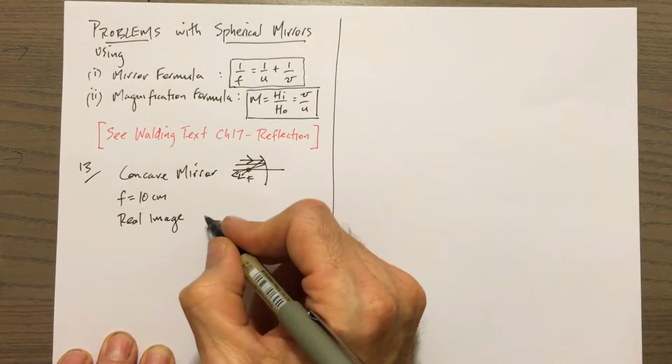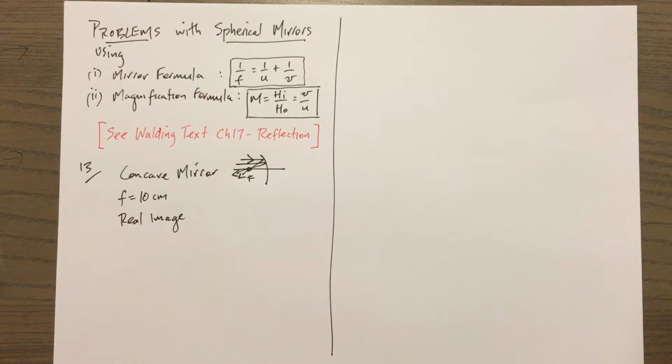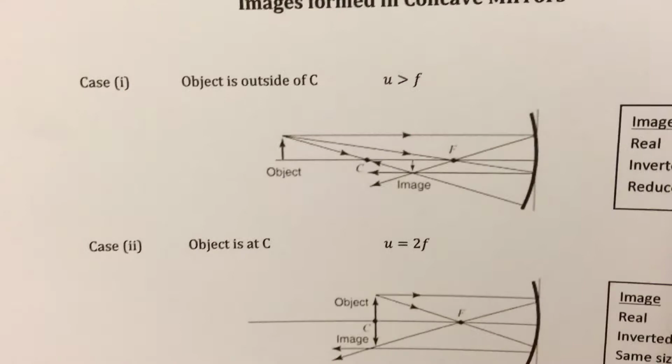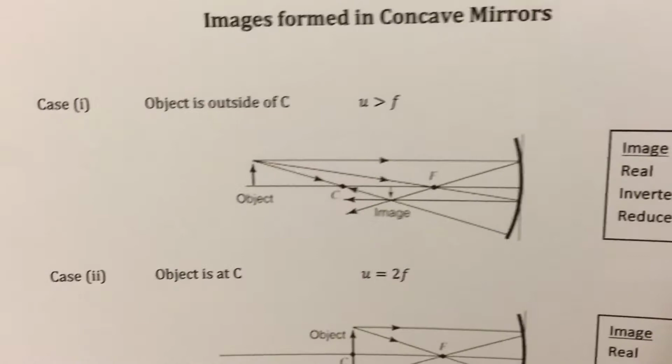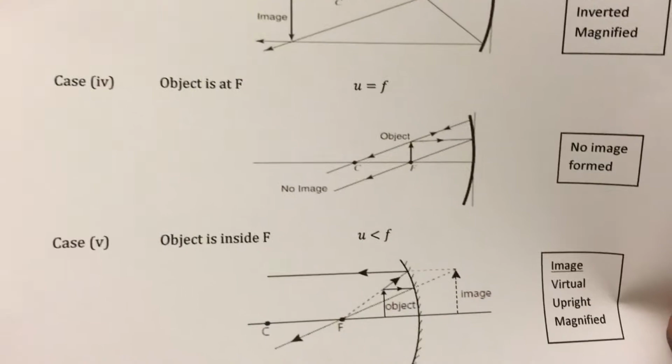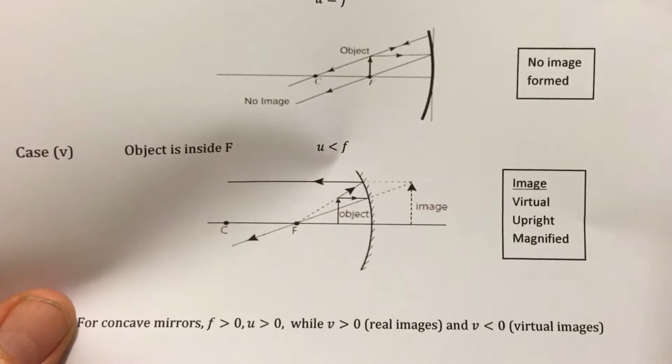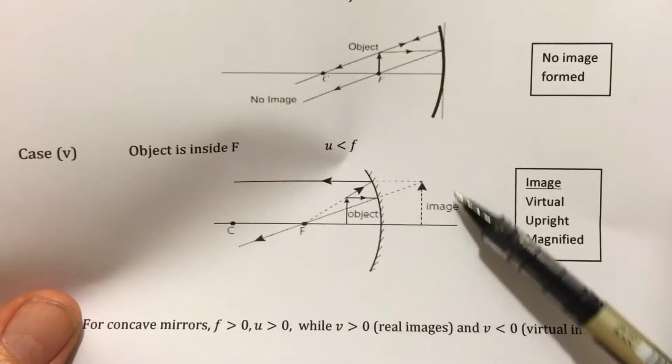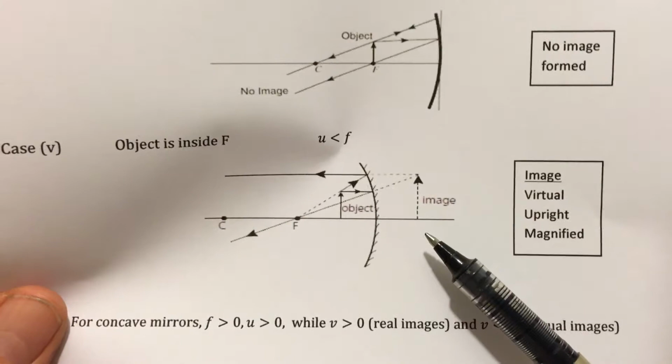I can flick over to another handout, which you should be familiar with. This runs through all the cases of images that are formed in concave mirrors. In the first case we have a real image on the same side of the mirror as the object. Same with the second and third. Case four, there is no image. Case five, we have a virtual image on the other side of the mirror. That's the only case where we use a concave mirror and have a virtual image, which means it's the only case where V is a negative number.